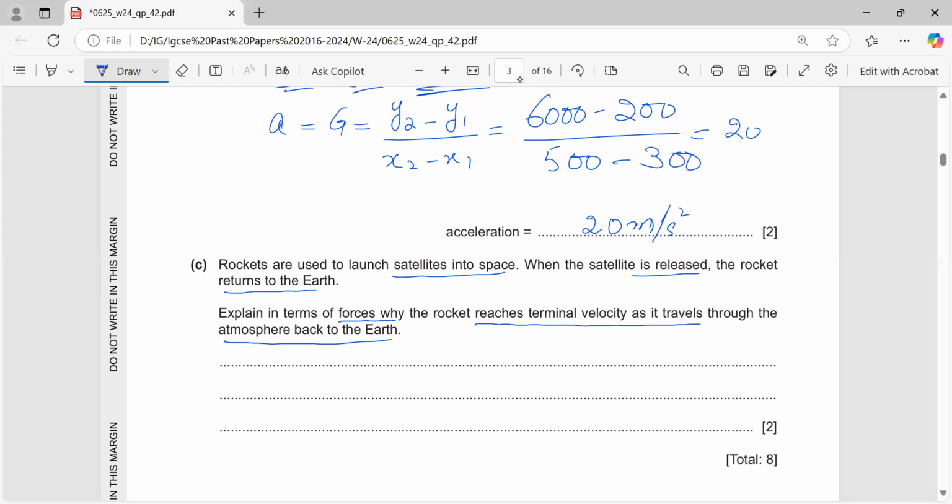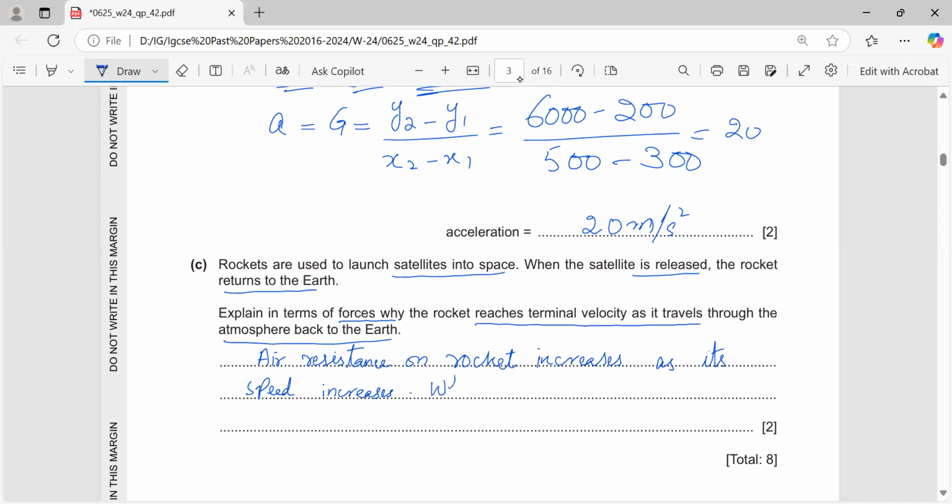But I will be writing now that air resistance on the rocket increases as its speed increases, because air resistance is directly proportional to speed. 1 mark you have scored.